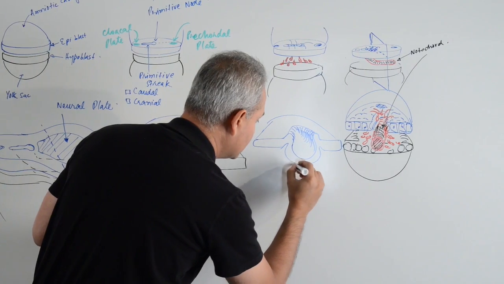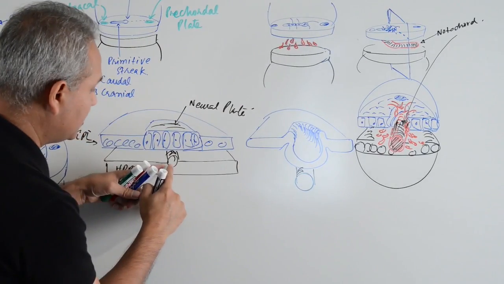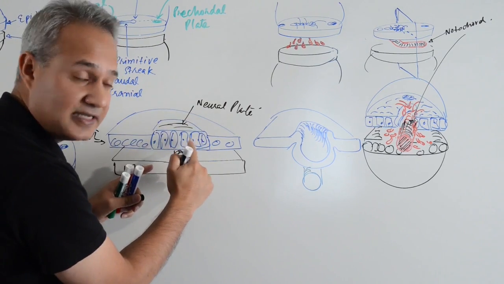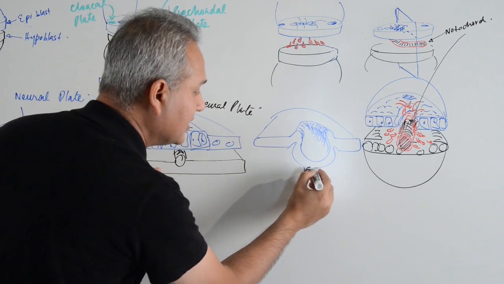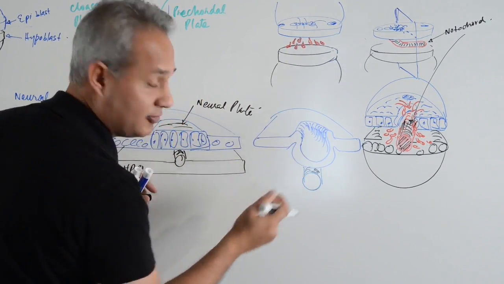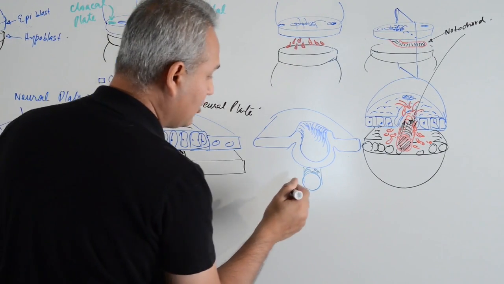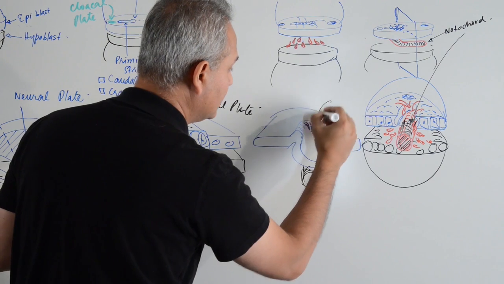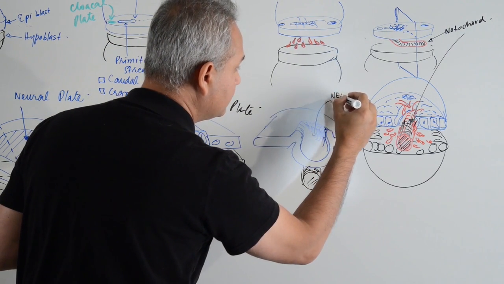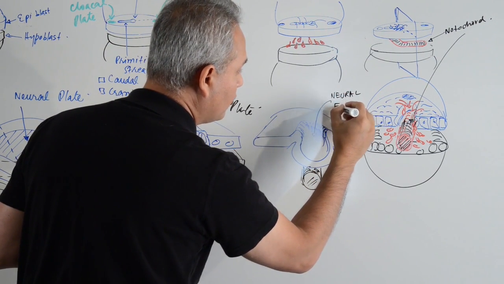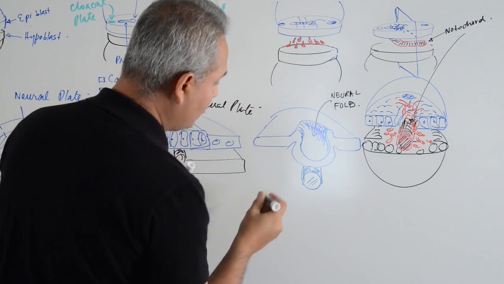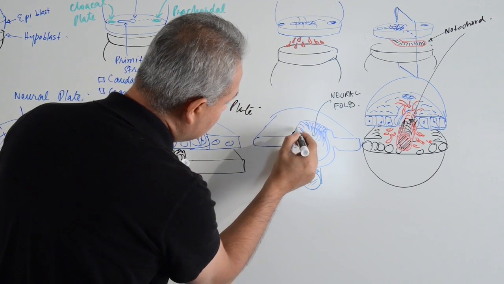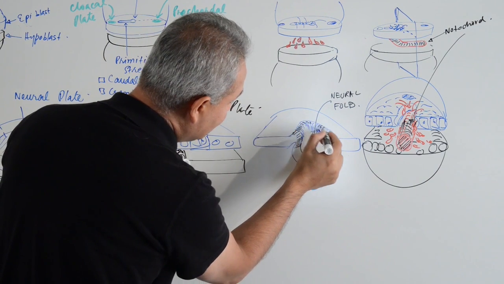This is the notochord right underneath. Remember, it was here, this was inducing the area, and that caused this thickening of the neural plate. The neural plate is now sinking and it is creating a fold which is called the neural fold. Now, in this neural fold, these cells here near the top are called the neural crest cells.